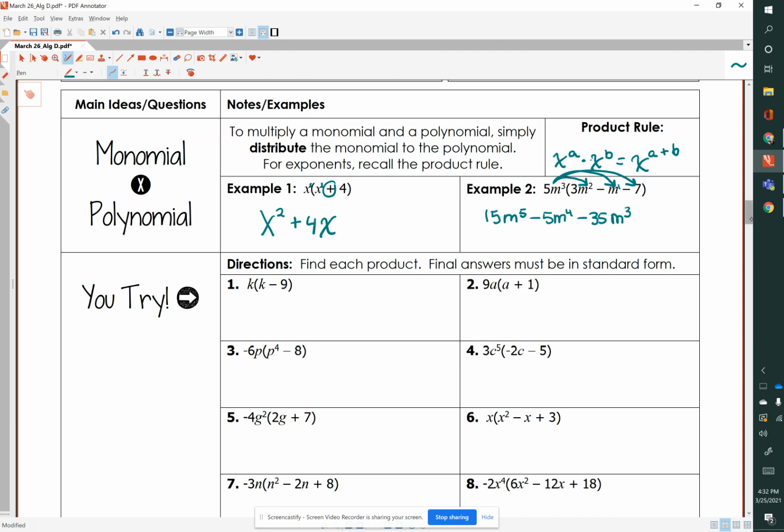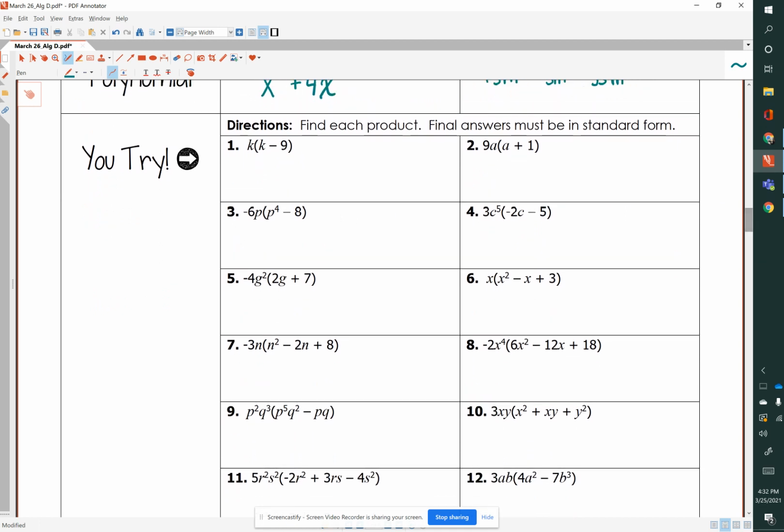So let's try a few. This is like our first example, except we have subtraction here. So please very carefully watch your signs when you do these. So k times the quantity of k minus 9. K times k is k squared. And then k times negative 9 would be negative 9k.